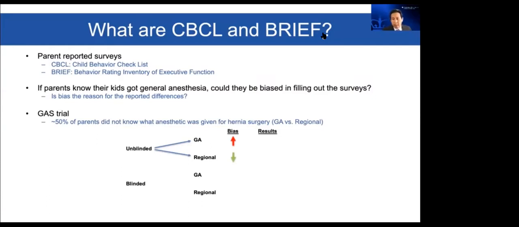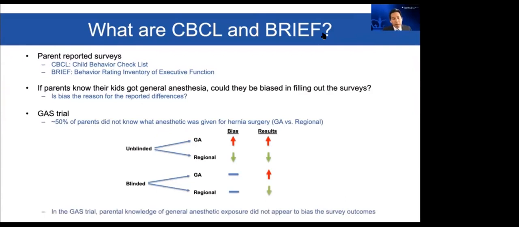And again, if bias was present, in the blinded kids, where the parents did not know if the kids got GA or regional, there would likely be no difference in the scores since they did not know what their children received. But what did the results show? The unblinded parents were found to rate the GA exposed kids as having worse or higher scores, but the blinded parents also rated the GA kids as having worse or higher scores. So, at least in the GAS trial, parental knowledge of general anesthetic exposure did not appear to bias the survey outcomes.